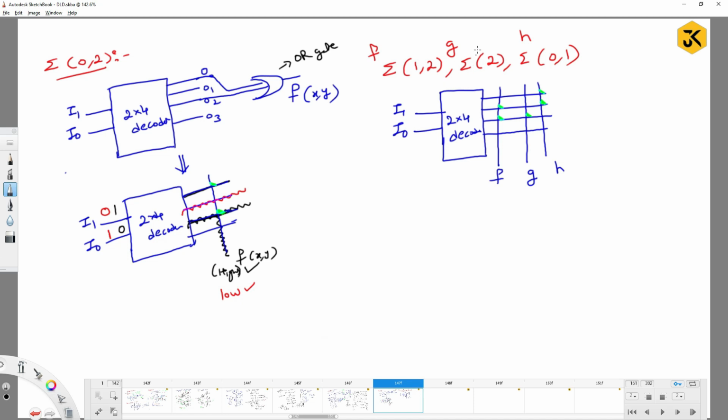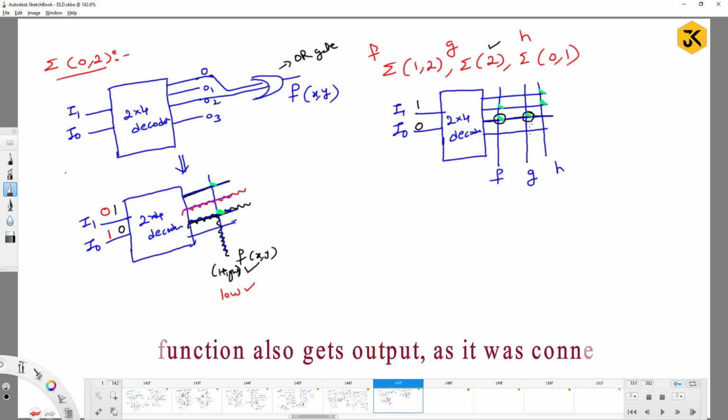Right? For example, I would like to get the output 1 for the function g. Right? So for the function g, what are they expecting? For 2, right? 2 means what? 1 0. 1 0 means power is going to pass to the third line here, right? At where they are connected at this particular point as well as this particular point, right? So when it is connected at these two particular points, what about the g function?